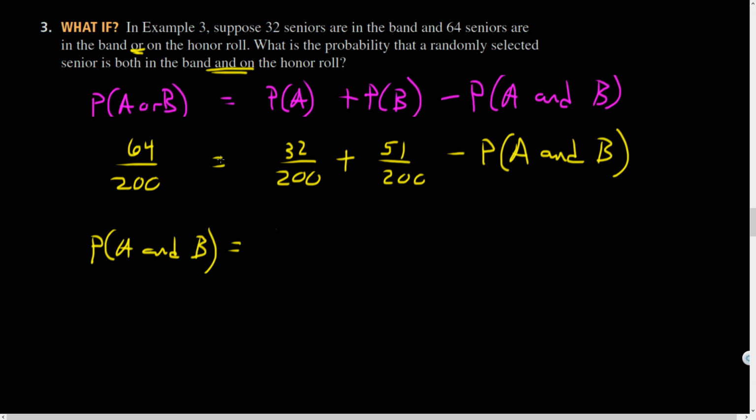What do I get? 64 take away 32. I get 9, take away 51. I'd get negative 19, and then opposite it. I get that, which is approximately 9.5% of the seniors are both in the band and on honor roll.